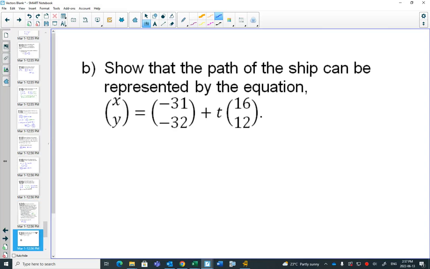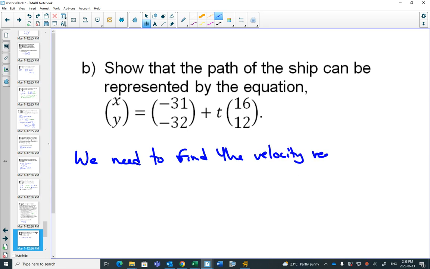Show that the path of the ship can be represented by this equation. In order to show this, we need to find the velocity vector. It's not okay just to show that this equation works. We actually have to derive it. We already know the starting point is negative 31, negative 32. So that point is okay. We need to find the velocity vector.